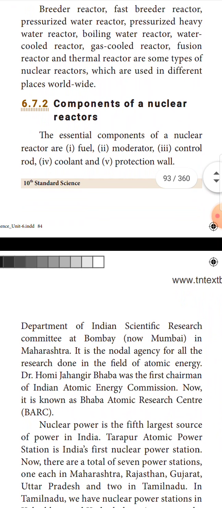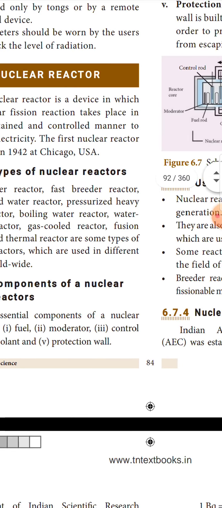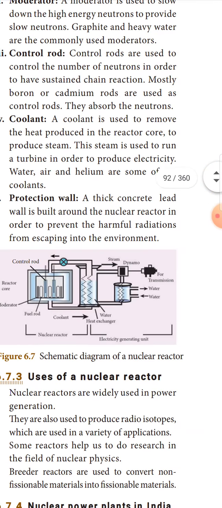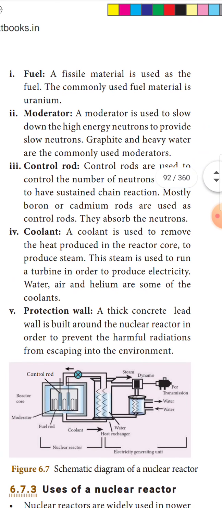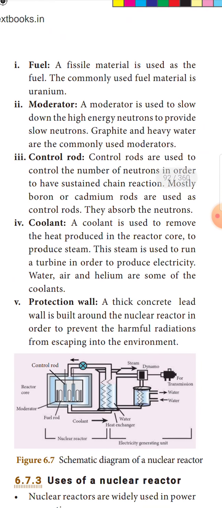Components of a nuclear reactor. The essential components of a nuclear reactor are fuel, moderator, control rod, coolant, and protection wall. There are 5 components in the nuclear reactor. These are the 5 important components we are going to see briefly.